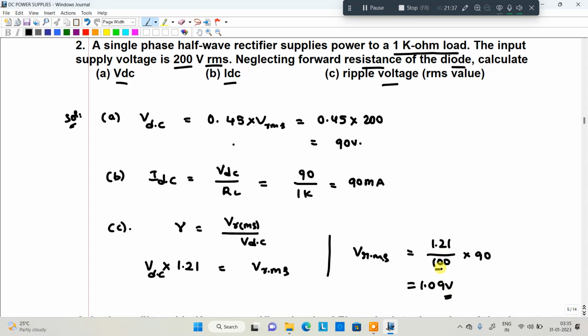So why am I multiplying by 100? Because the factor we got exactly is 0.0121. After that we multiply with 100, and then we mention 1.21. That's why, in the multiplication of the actual figure, we divide it by 100. So that is the RMS value of the ripple voltage, 1.09 volt. This is about the problem. Okay.